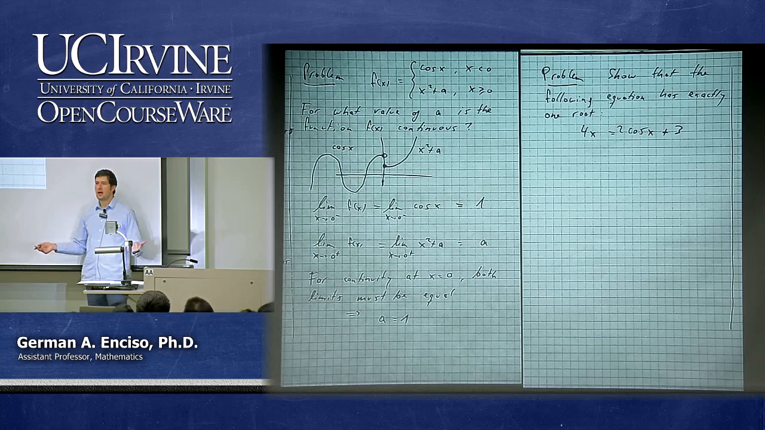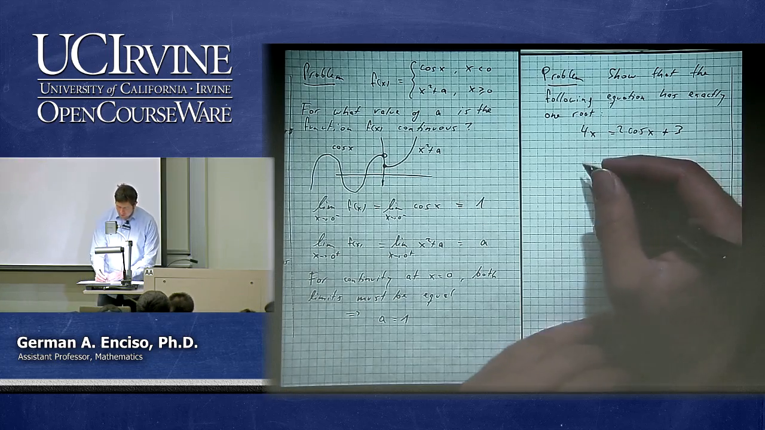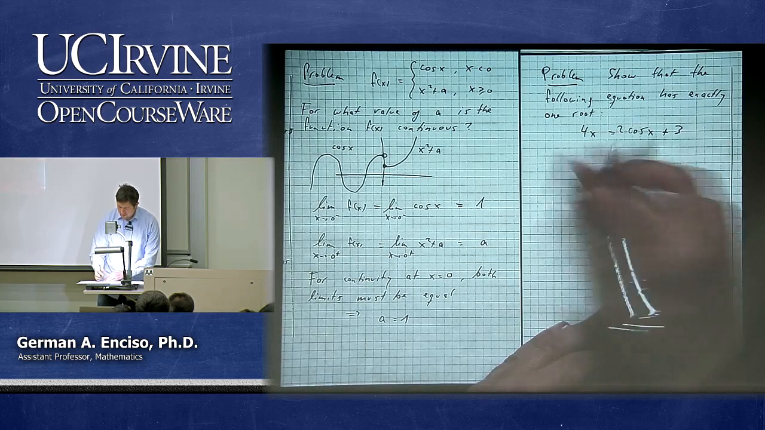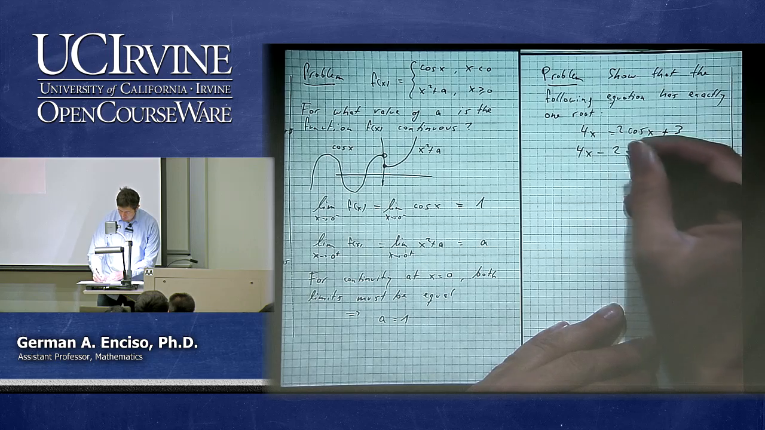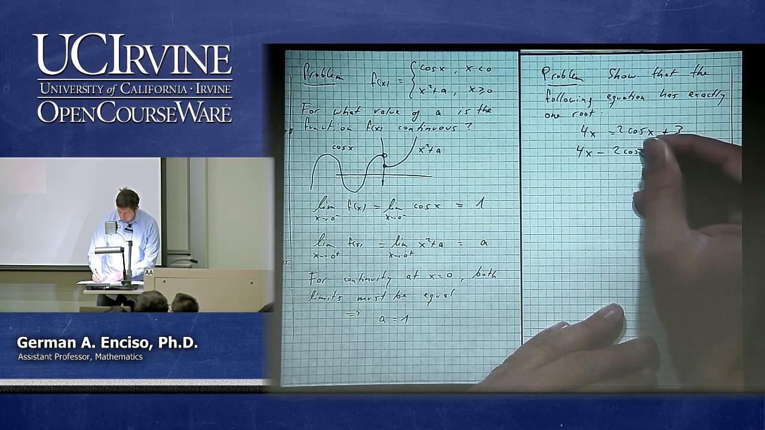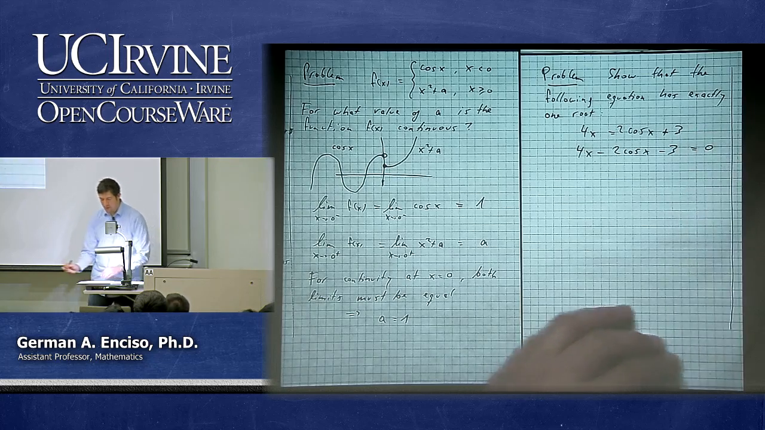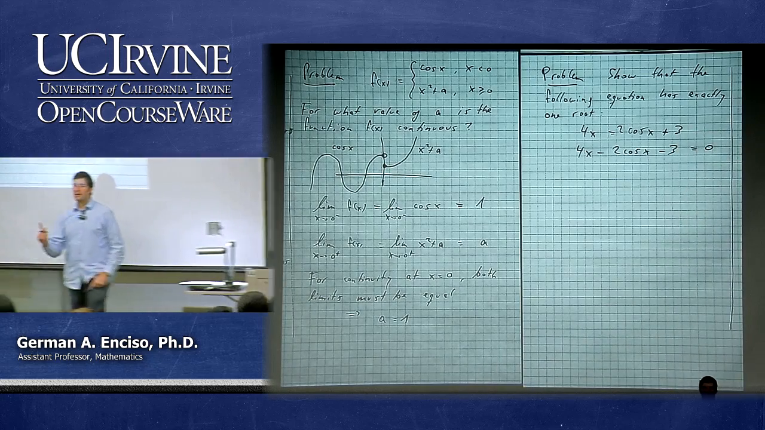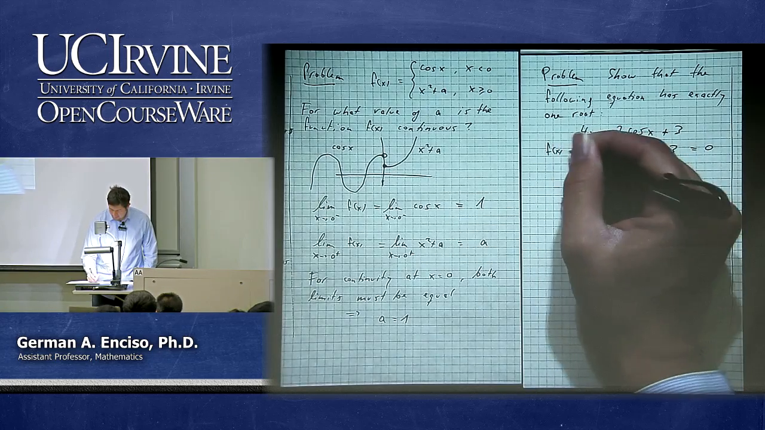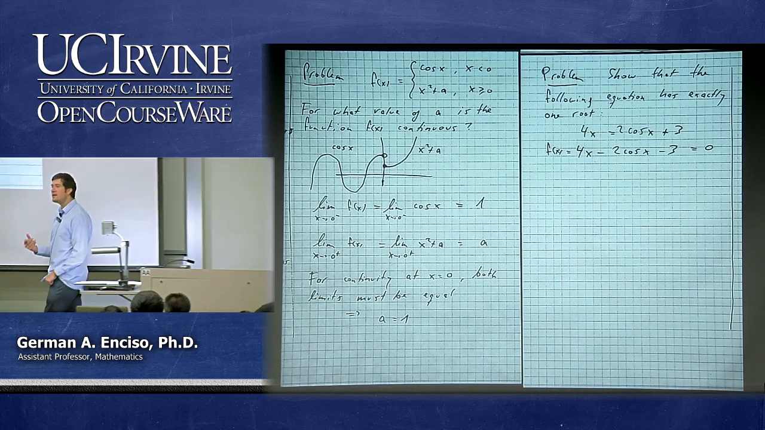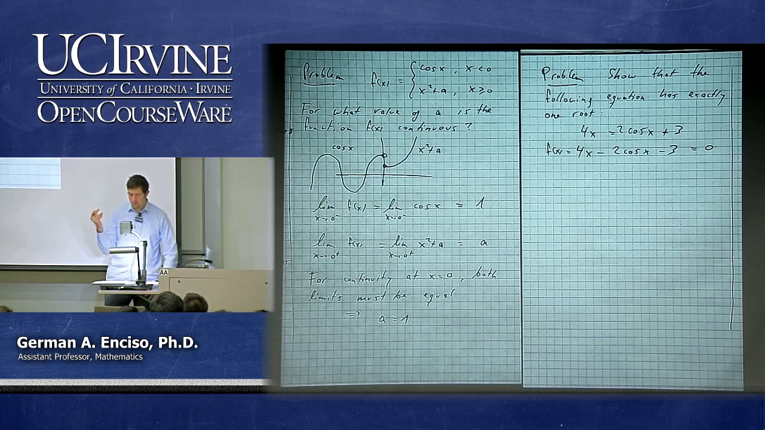Seems kind of hard actually, right? How are we going to show that it only has one solution? So what I would suggest to do is to bring everything to the other side and write it as 4x minus 2 cosine x minus 3 is equal to 0. And then define this function to be f of x. So we give a name to this function: 4x minus 2 cosine x minus 3.